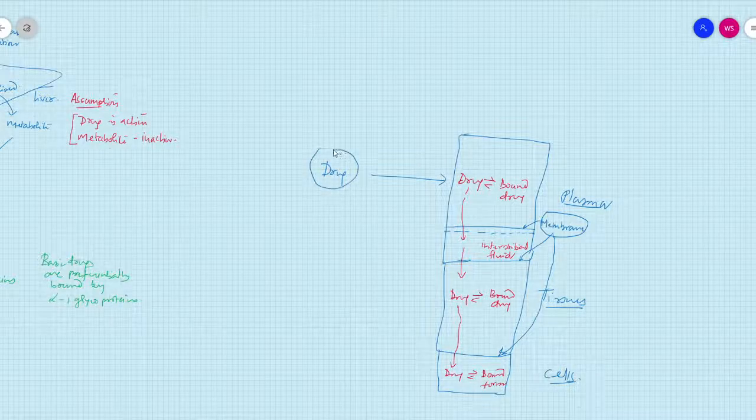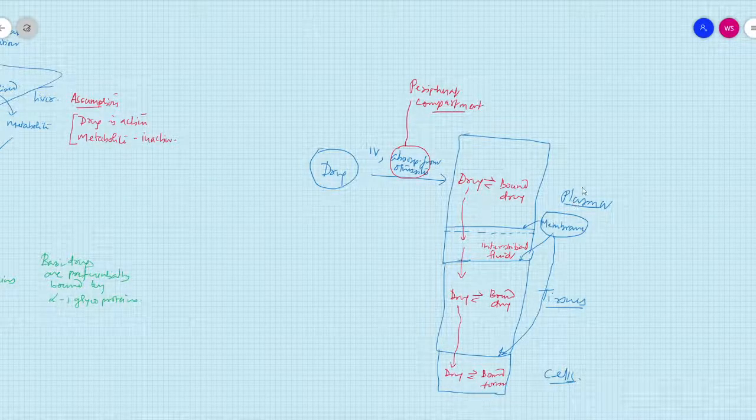So how do we introduce the drug into the blood? Either intravenously or by absorption from other sites. These other sites are called the peripheral compartment. The fluid part of the blood is called plasma, and this plasma is called the central compartment.